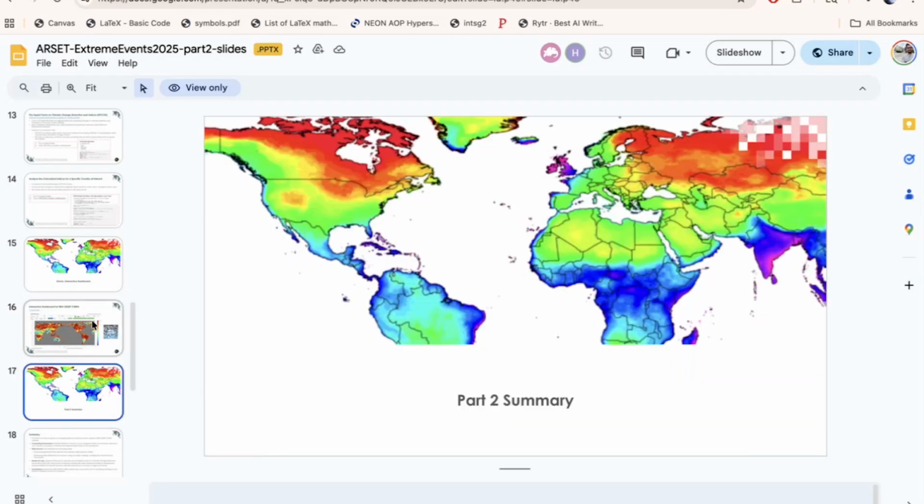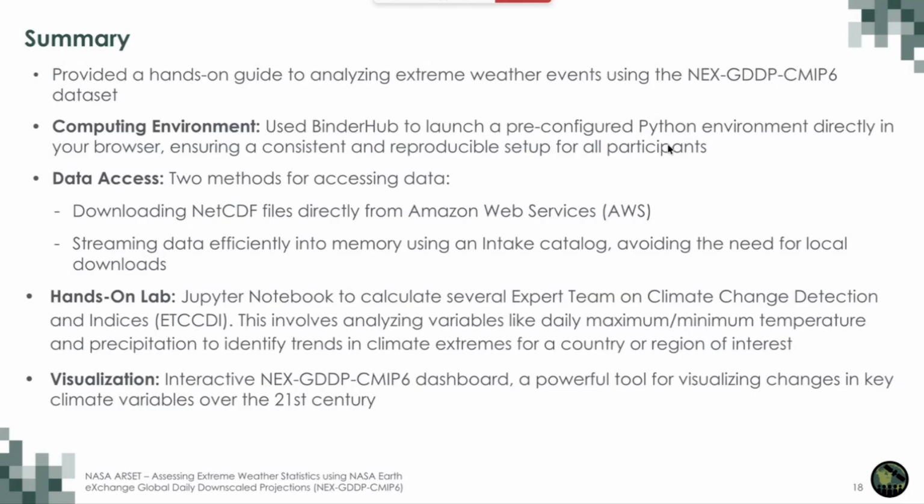Thank you. Yeah, now let's wrap up with a quick summary of what we have covered today. We started by providing a hands-on guide to analyzing extreme weather events using the NEX-GDDP CMIP6 data set. For the computing environment, we used the BinderHub, which allowed us to launch a pre-configured Python setup directly in your browser. And this ensures that everyone has the same consistent and reproducible environment without needing to install anything locally.